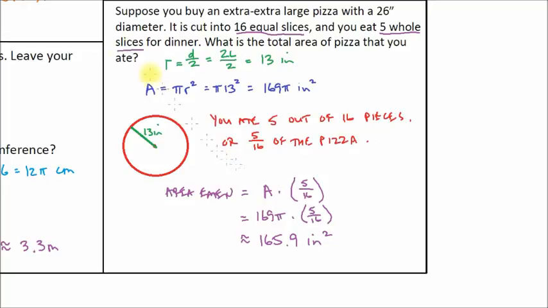So we know the area you ate, and this doesn't look very good, I think it looks crazy. Let me try to make that in a way that you can actually read. The area eaten: you ate 165.9 square inches of pizza. So there are a couple of examples of some word problems regarding circles.